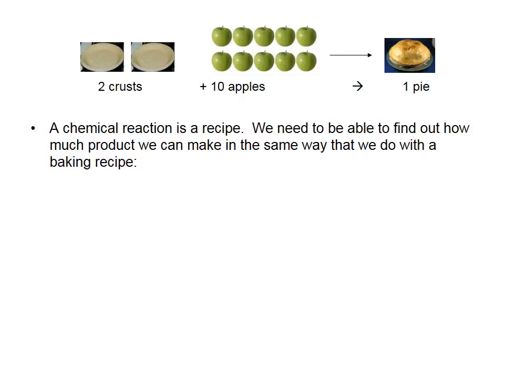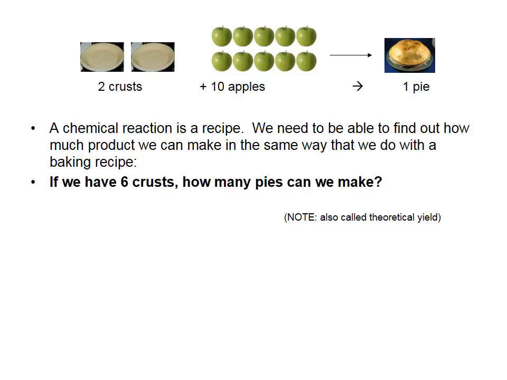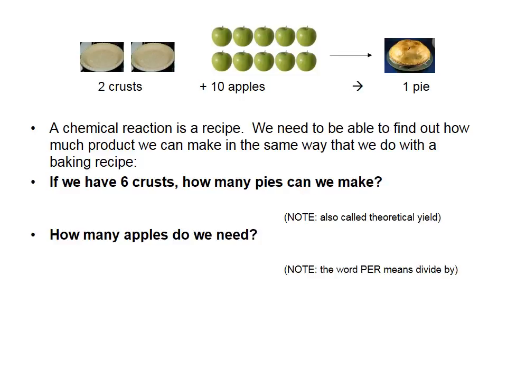So again, I can now ask a bunch of questions. If we have 6 crusts, how many pies can we make? And you can do this one in your head. You say, oh, well, it takes 2 crusts. 6 divided by 2 is 3. That's 3 pies. How many apples do we need? Well, if we were assuming we were going to make the 3 pies that we talked about in the last one, 3 pies, and I need 10 apples per pie. 3 times 10 is 30.